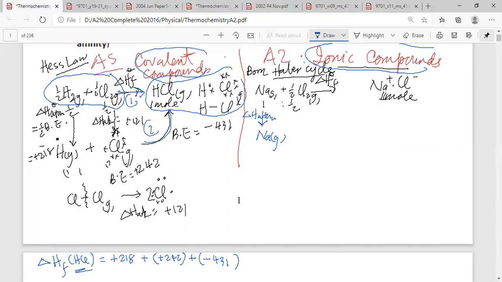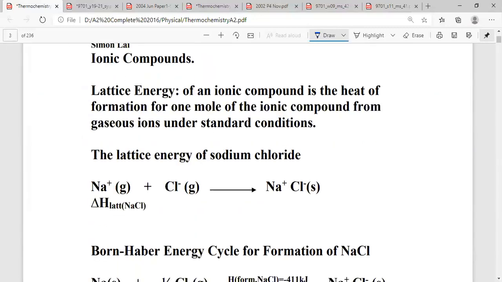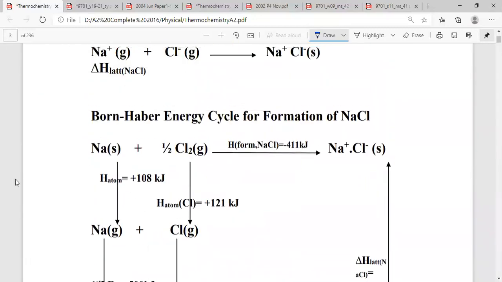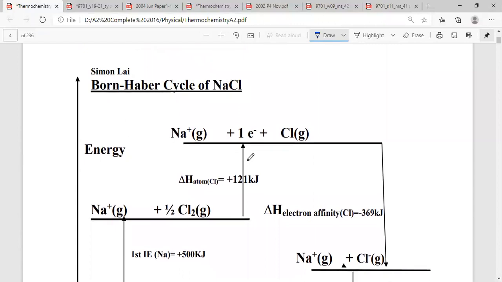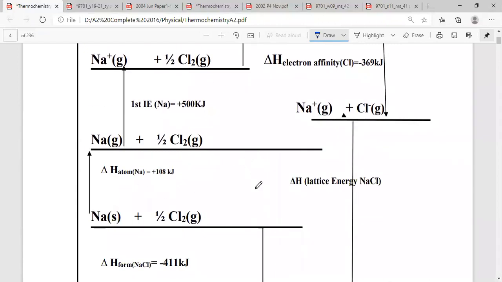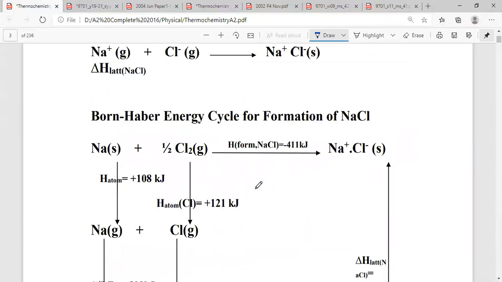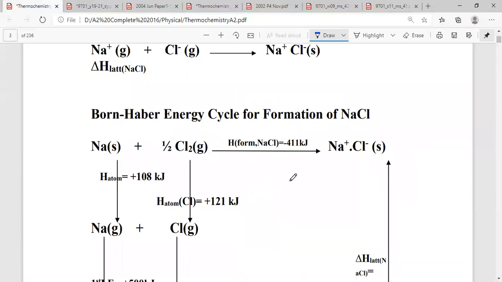I didn't mean to use one, but then I used it already. Never mind. Right, now this is called the Born-Haber cycle. This is the actual one, but I'm going to draw the Born-Haber cycle in the Hess law or in the AS manner. You can use either one, but this one here with all these different things is the Born-Haber cycle. Actually, this is the Born-Haber cycle. I'm going to show you this up to scale.